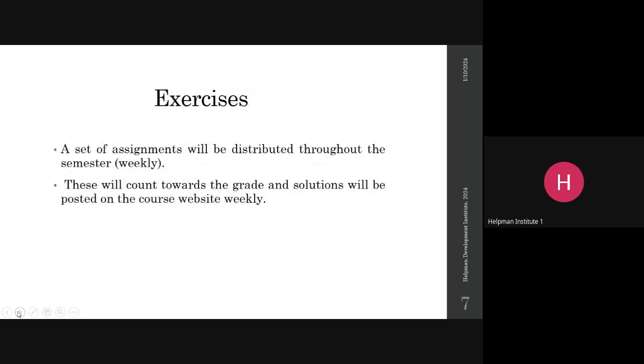Exercise: a set of assignments will be distributed through the semester weekly. At the end of the Friday class, I will distribute the assignment for the students to do. This will count toward the grade, and solutions will be posted on the course website. So let's move to the next.